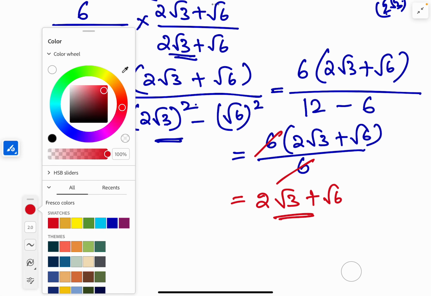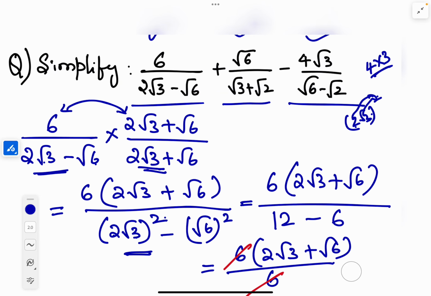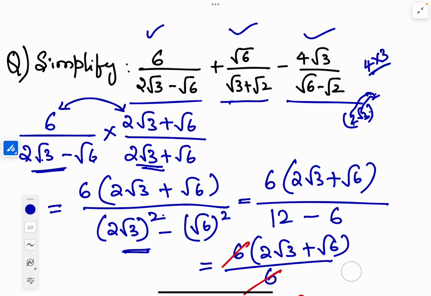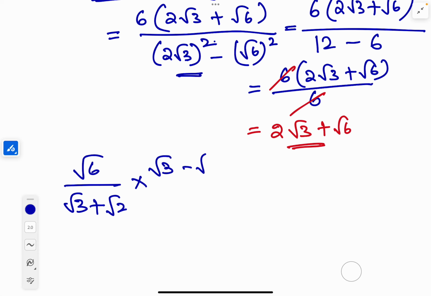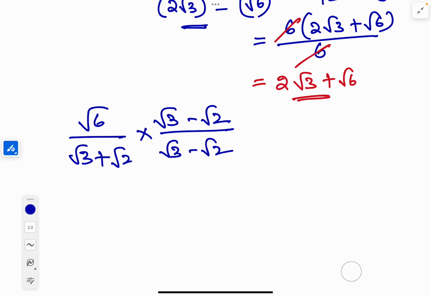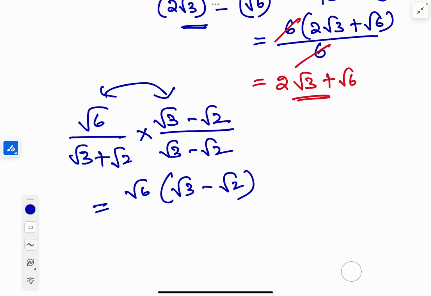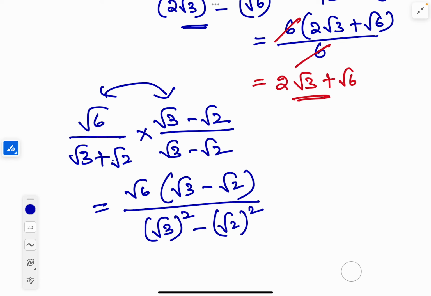Okay. Now let us see the second term. Second term is root 6 by root 3 plus root 2. So what is the rationalizing factor here? Root 3 minus root 2. That you write in the numerator and denominator. Now numerator you multiply. So root 6 times root 3 minus root 2 by, again a plus b into a minus b, so root 3 whole square minus root 2 whole square.